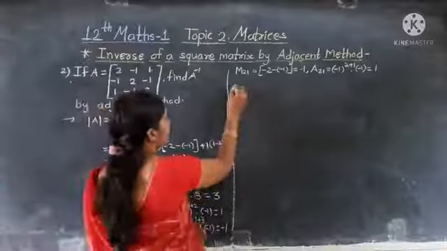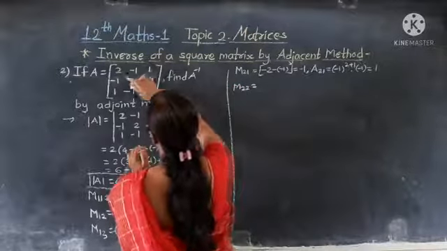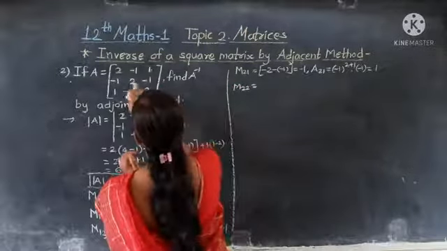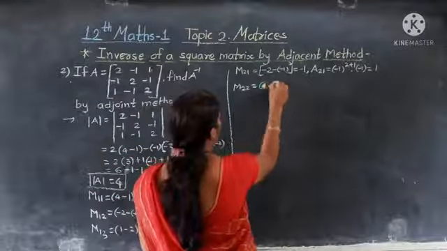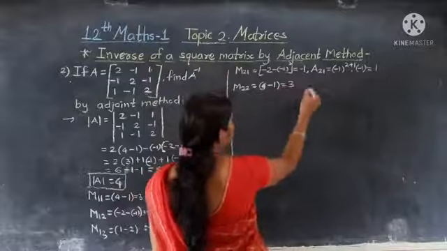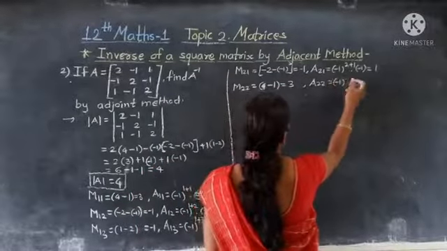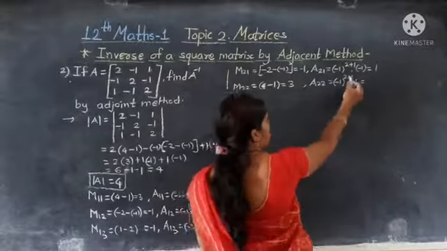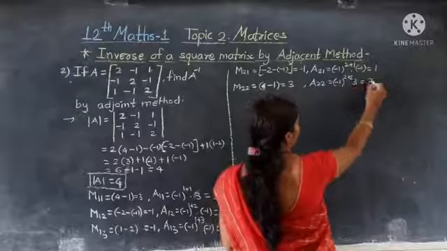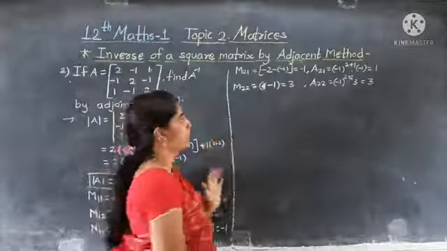Okay. Next, M22 means this element. You neglect this row and column. 2 2s are 4 and 1 1s are 1. 2 2s are 4 minus 1 is equal to 3. A22 is equal to minus 1 raised to 2 plus 2 into 3. Minus 1 raised to 4 positive, plus this means 3. We get A22 as 3.